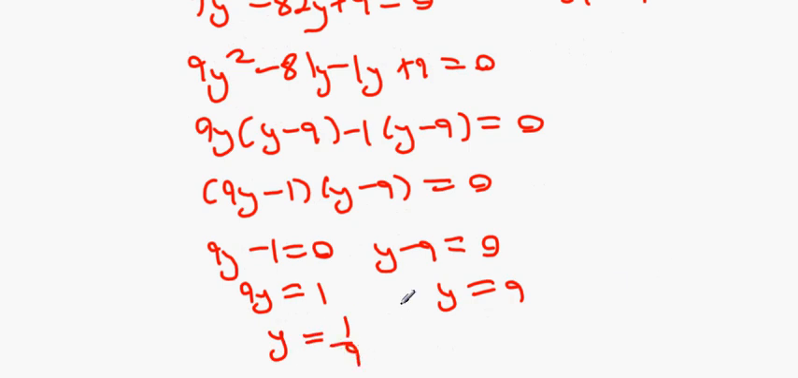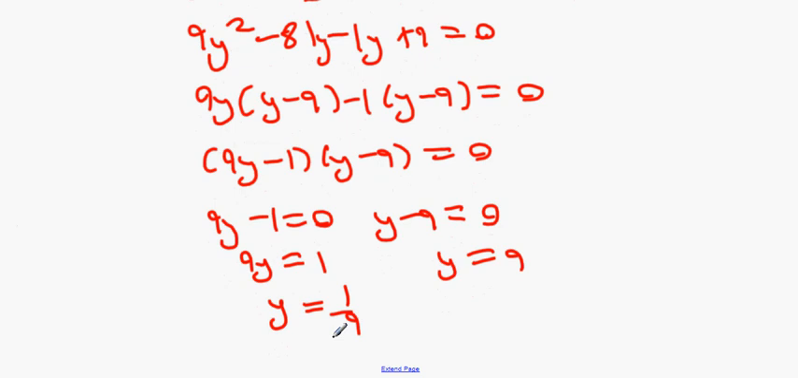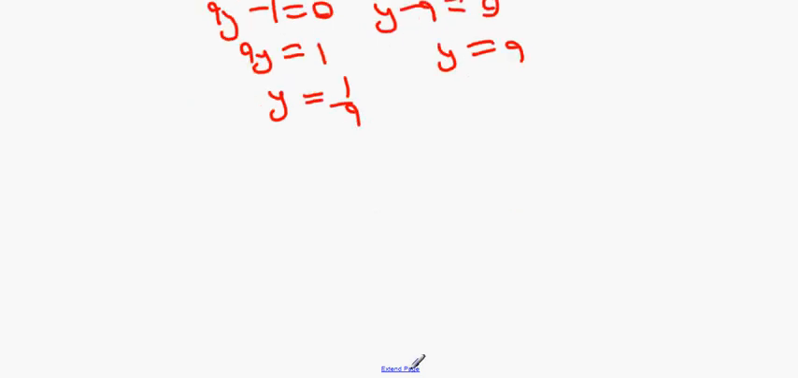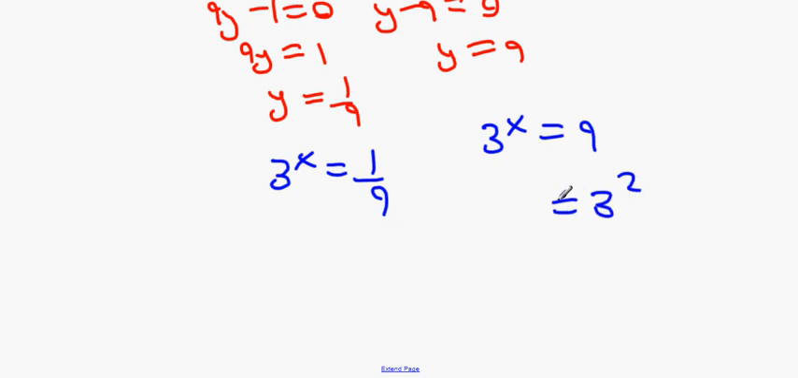Next step, we know that y equals 3 to the power of x. So 3 to the power of x equals a ninth. 3 to the power of x equals 9. We know that 9 is 3 squared. 3 to the power of x equals 3 squared, x equals 2.